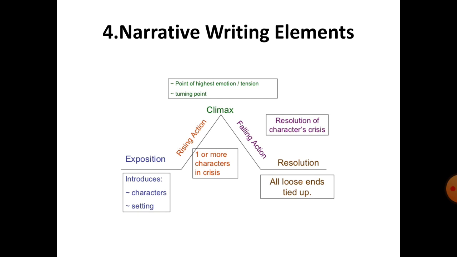These are the narrative writing elements: exposition, where you introduce characters and setting. Then one or more characters are in crisis. Then there is rising action. Then climax, which is the point of highest tension or emotion. Then there is falling action. And finally, resolution of the character's crisis, and thus all loose ends are tied up.